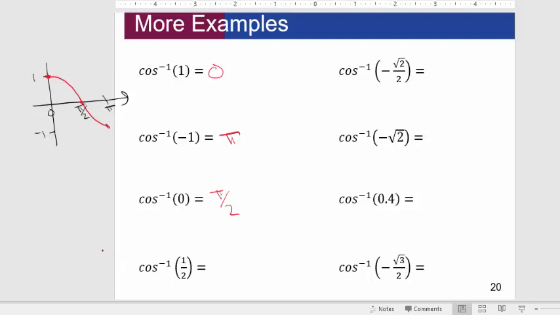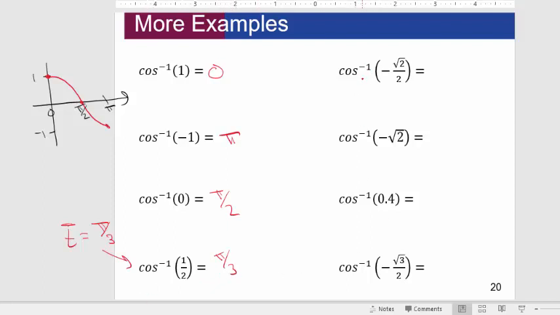So what I need to find is the reference angle whose cosine is a half. So which reference angle has a cosine of 1/2? Well, that would be pi over 3. And in this case, my angle is between 0 and pi over 2. Therefore, my reference angle is actually my value here. So that's actually going to be pi over 3.